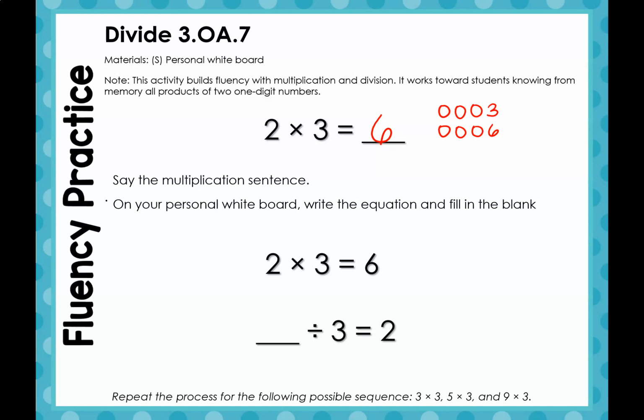Okay, if I were to flip that around and turn it into a division problem, I know that blank divided by 3 equals 2. Well, these two problems are within the same fact family, so they need to have the same numbers in the problem. So I have 2, 3, what number is missing? 6. So 2 times 3 equals 6 can be turned around to 6 divided by 3 equals 2.